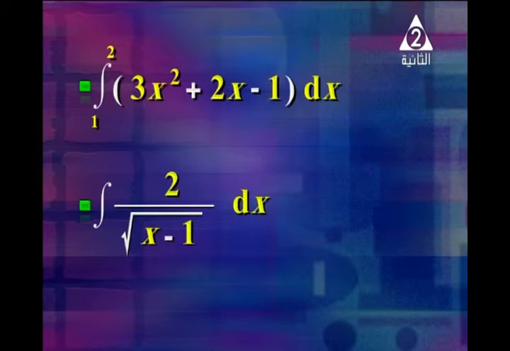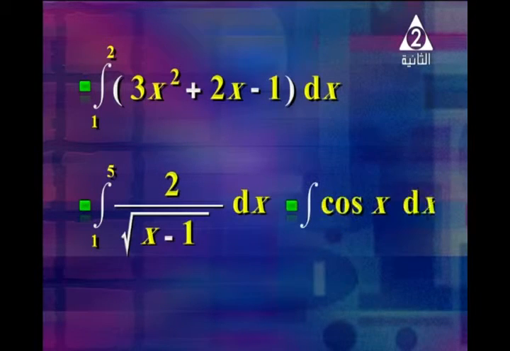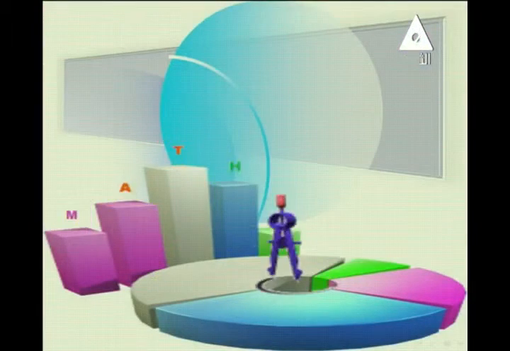Number 2, find the integration from 1 to 5 of 2 over square root of x minus 1 dx. Number 3, integration of cosine x dx from negative pi over 2 to pi over 2. Integration of sec theta tan theta d theta from 0 to pi over 4. Integration of dx over cosine power 2 x.